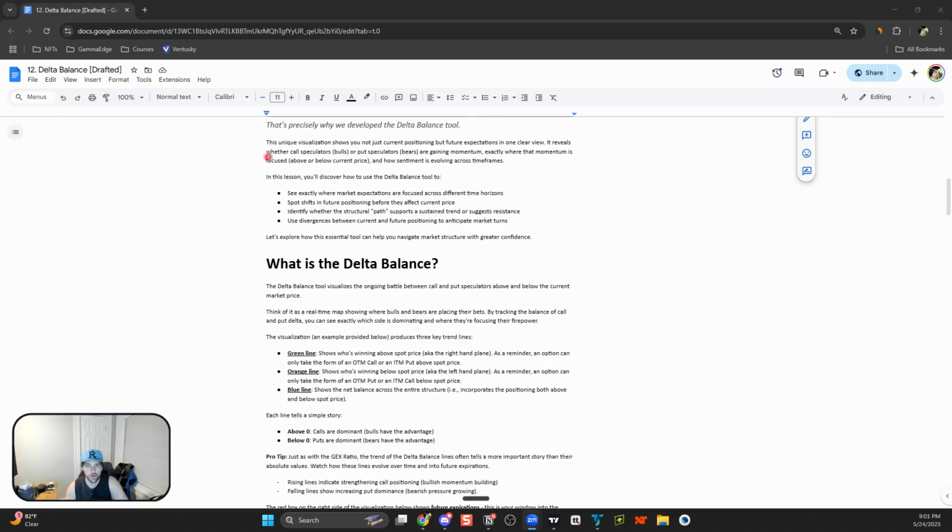It reveals whether call speculators, bulls, or put speculators, bears, are gaining momentum, exactly where that momentum is focused, right, above or below current spot price, and how sentiment is evolving out in time.